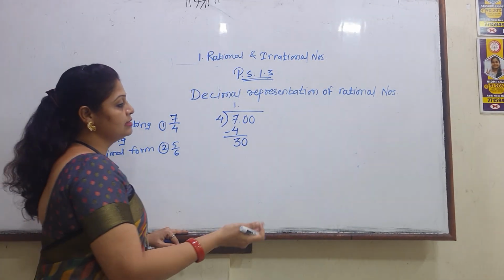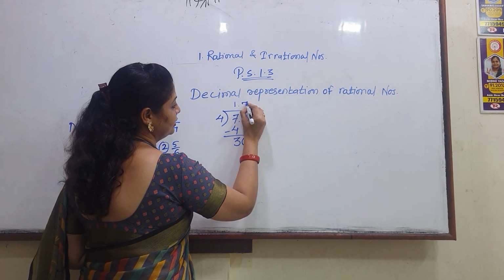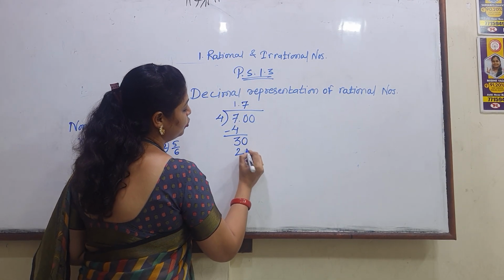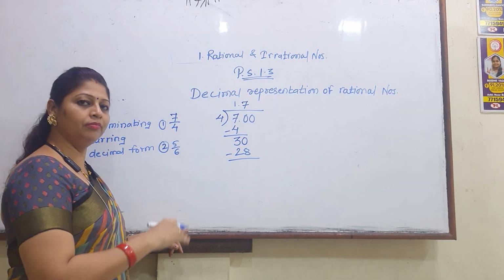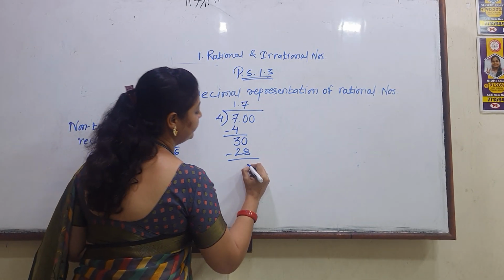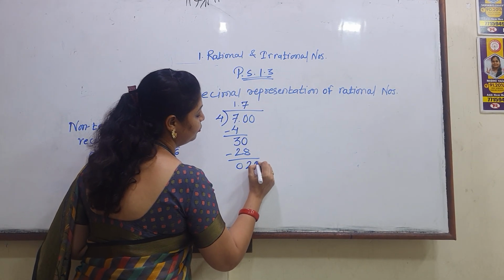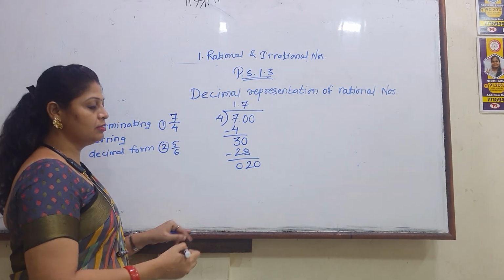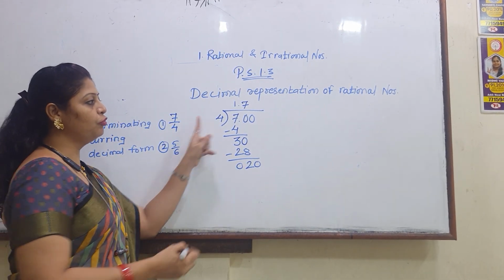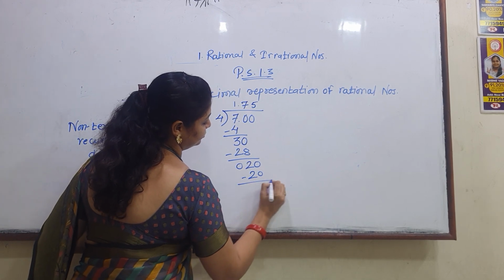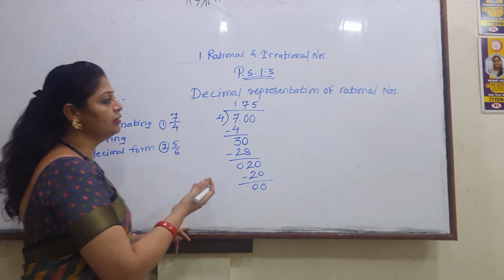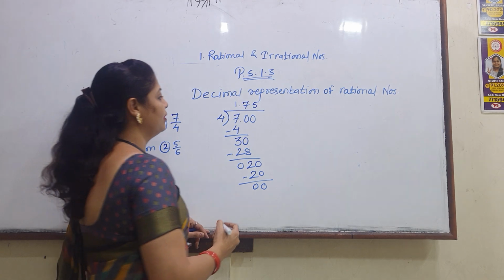Now 7 fours are 28, correct? So we write down 4 sevens are 28. Now we subtract 28 from 30, and we get 2 there. Again we put 0 afterwards, so the number is 20. Now 7 fives are 35. Understood, children? Now this is our answer, 0.571428.